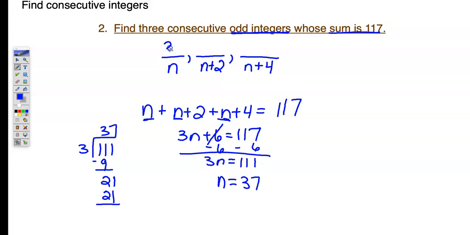So we're going to put n in here as 37. We're going to add 2 to that, so our second odd number would be 39. And then we're going to take 37 and add 4, which will give us 41. So all of those added together would give us a sum of 117. So that's your final answer.